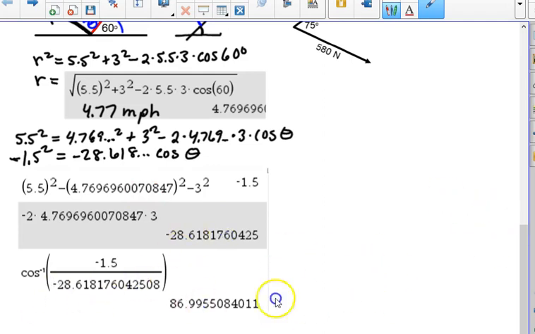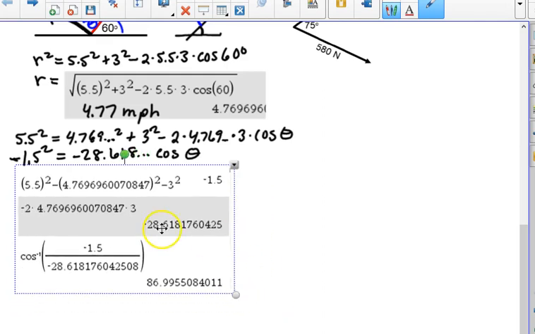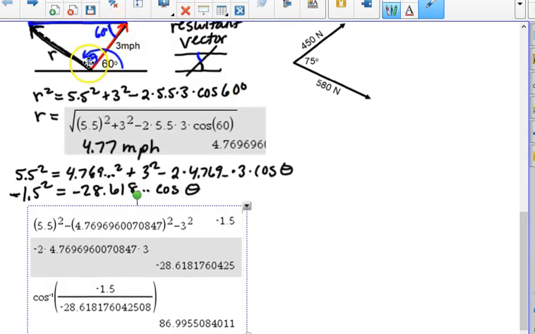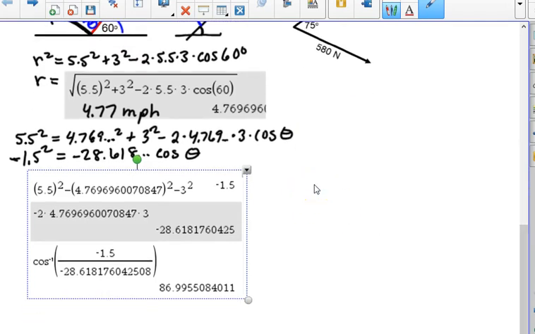So I have successfully now found the angle, 86.99, which is the angle inside the triangle. So I need to take that angle and add 60 to it to get the full angle that represents the direction that the swimmer was going from the bank. So if I add 60 to this, then I have 146.99 degrees. So my new vector, the sum of my two other vectors, has a length and a direction.